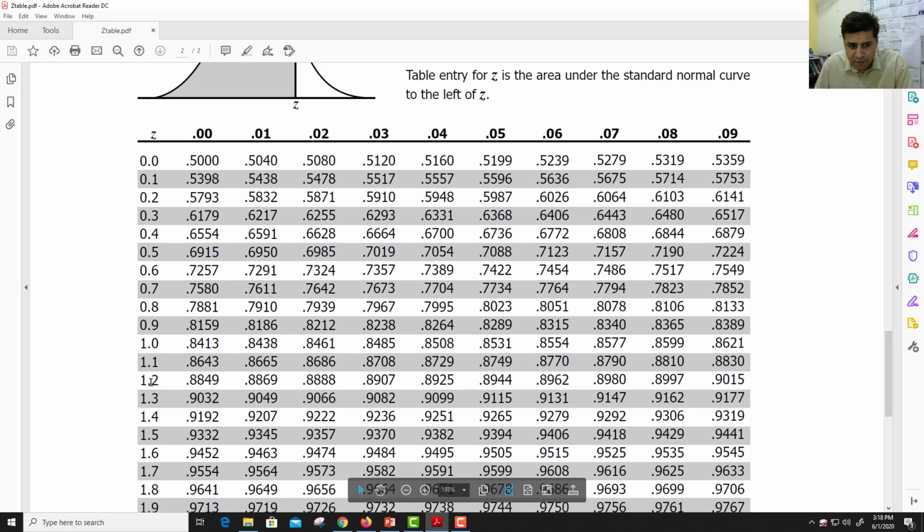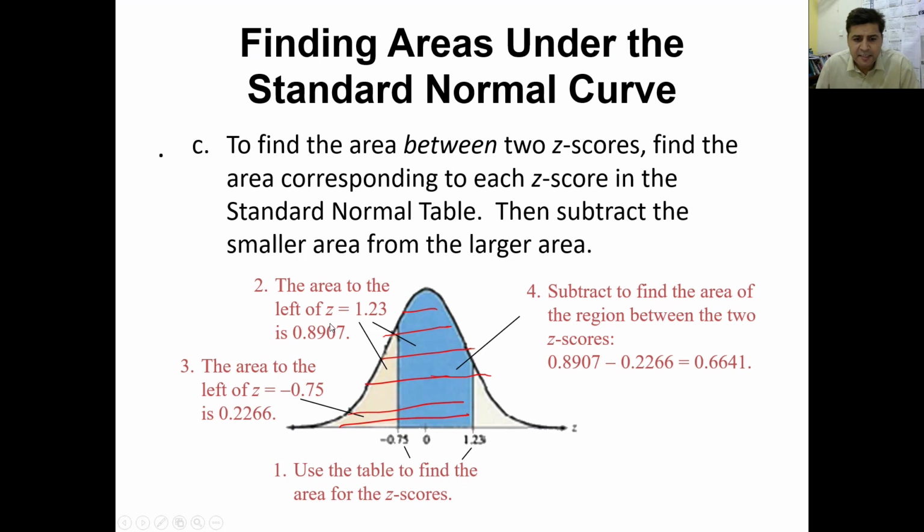So this is 1.2 and this is 3. So the value for z is equal to 1.23 is 0.8907. So you note this 0.8907. You can see that this whole area for z is equal to 1.23 is 0.8907.